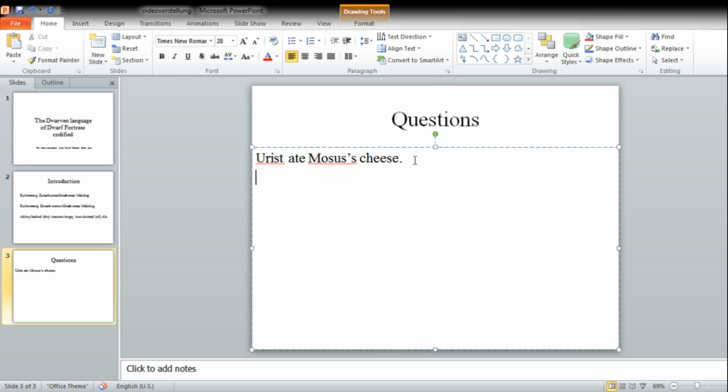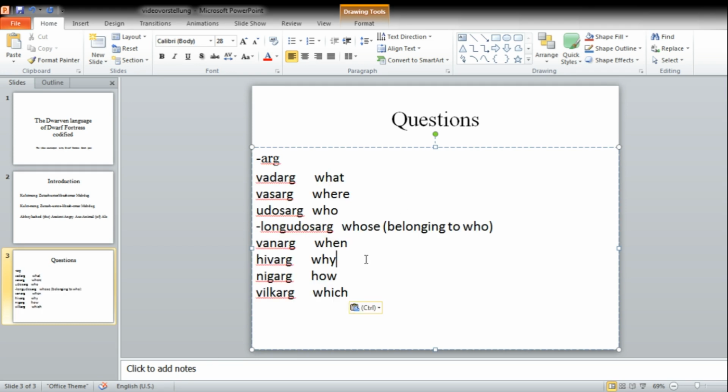Next, question words. So question words are marked with an arg ending. And there's just a list of them. Notice how "whose" uses that long thing I just talked about with possession, because whose means belonging to who. And they are all marked with an arg. However, in English, these words are typically at the beginning of a sentence. Whose cheese is this? What is the time? Who are you? But remember, in Dwarven, the syntax is very strict, so the subject must always be at the beginning of the sentence. As such, these question words can't go at the beginning, and they can't go in the middle of the sentence because the syntax is already structured, so they must be at the end of the sentence.